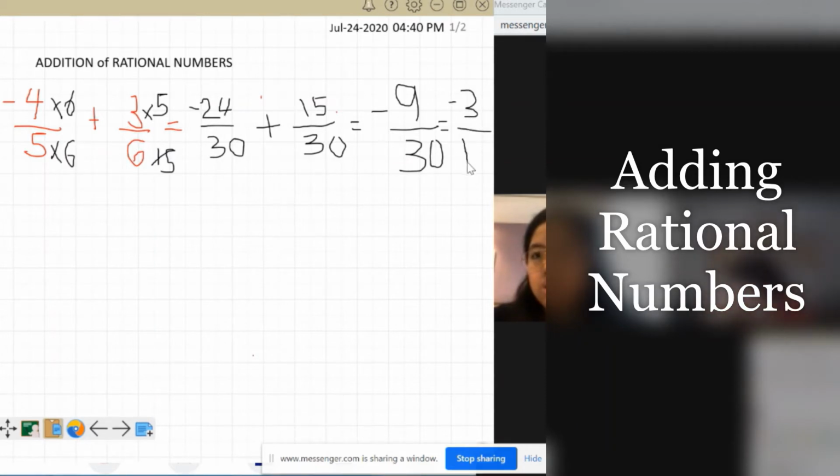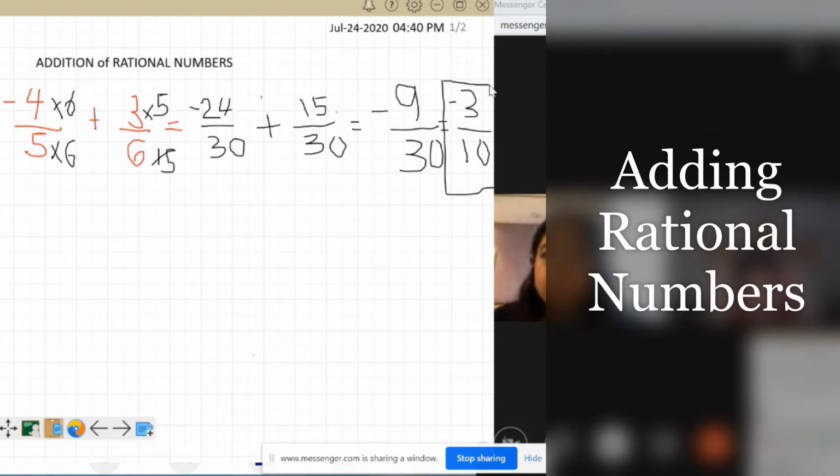Very good, Shaya. Okay, Tino, do you understand? Yes. So do you have any question how we get this answer? No. Okay, so the final answer of this is negative 3 over 10.